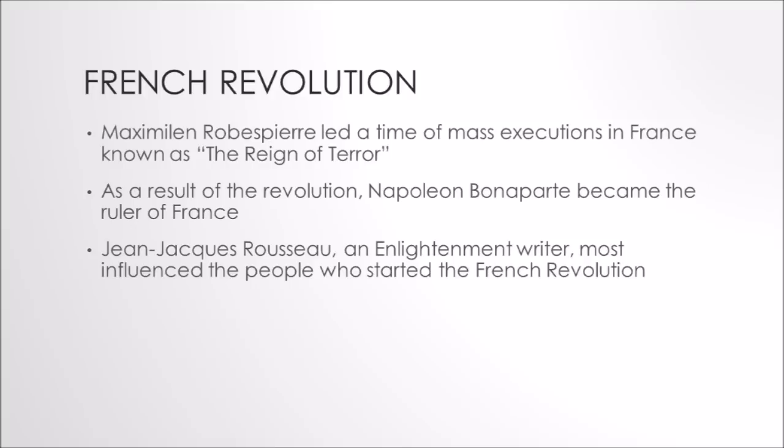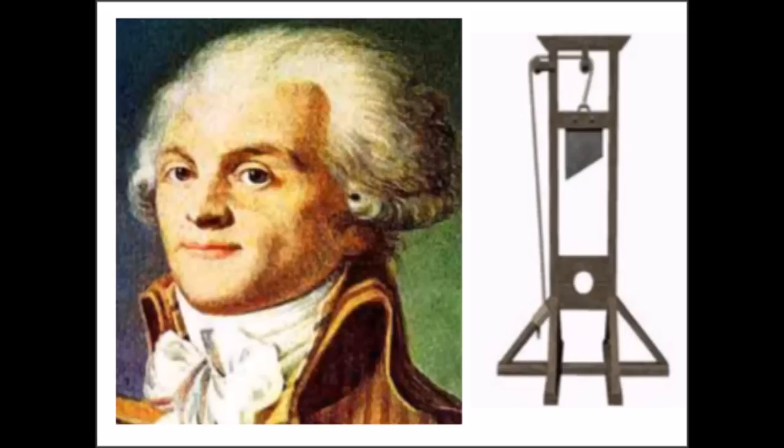The Reign of Terror was when they used the guillotine to kill people, and the event that started the French Revolution was the storming of the Bastille, a prison in Paris. This is a picture of Robespierre and the guillotine.